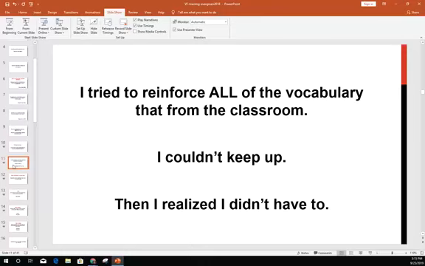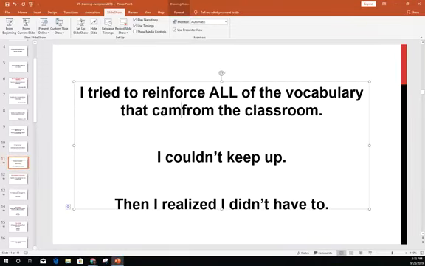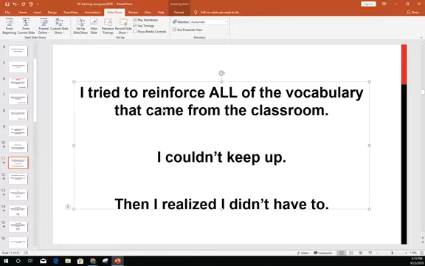So what I did when I initially realized that vocabulary was my main thing to focus on is that I tried to reinforce all of the vocabulary that came from the classroom. But I was scrambling around doing social studies, science, reading vocabulary. There were a bazillion vocabulary lists, and I just could not keep up. And I felt like I was more of a glorified tutor, if anything, just drilling these vocabulary words. And I thought, this is not very strategic, and this is not going to help my students.